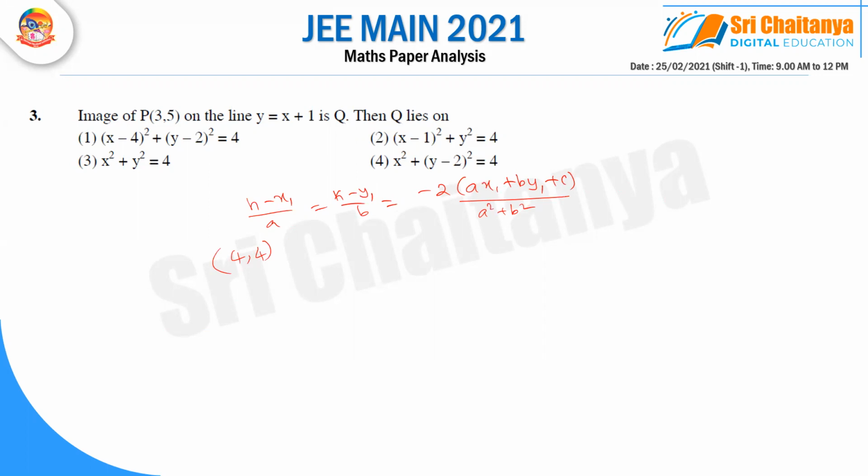Now, if I substitute it in the first option, I'm getting (4 minus 4) whole square, 0 square, plus (4 minus 2) whole square, 2 square. So 2 square equals 4. So it is correct, and the answer will be option A. I'm not even going to the other options. If you want, you can substitute and check. The second one gives (4 minus 1) whole square plus even, so odd plus even, which is not possible. And the third and fourth are also not possible.